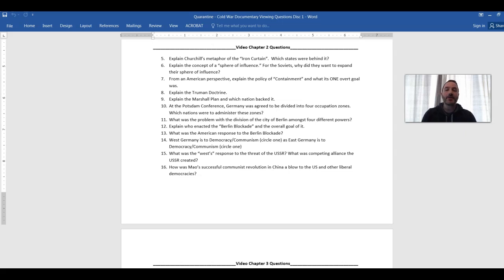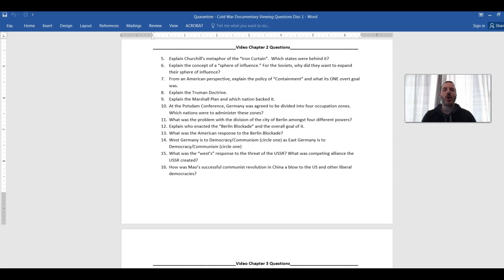7 says, from an American perspective, explain the policy of containment and what its one overt goal was. When I think containment, guys, I think of, I don't know if you ever had this experience or not, but let's say there's a gross, yucky spider in your house and you don't want to touch it. So what you do is you take a glass and you just put it over the spider so that it can't go anywhere, right? That spider is contained inside that glass.